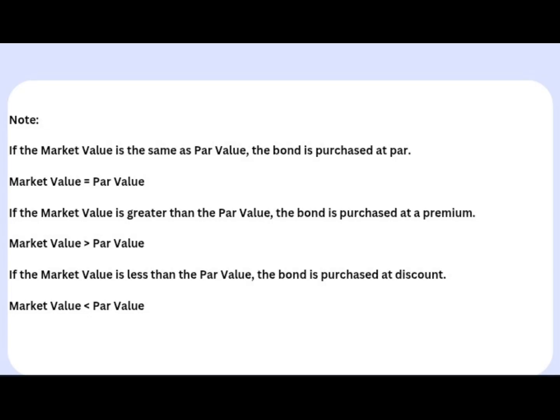If the market value is greater than the par value, the bond is purchased at a premium. The market value is greater than the par value. It is bigger, the market value is bigger. Then, if the market value is less than the par value, the bond is purchased at a discount.